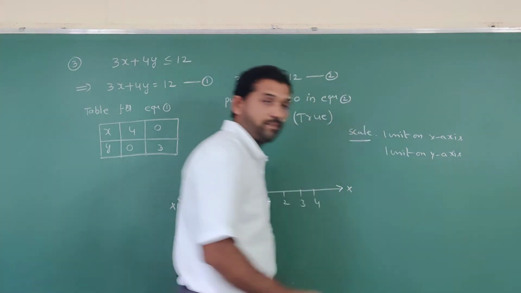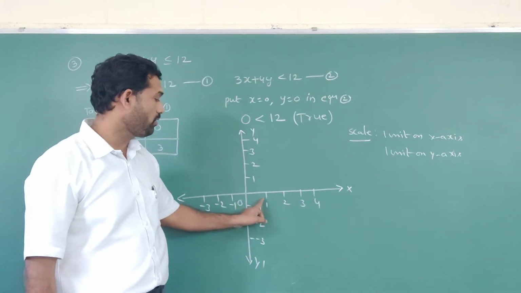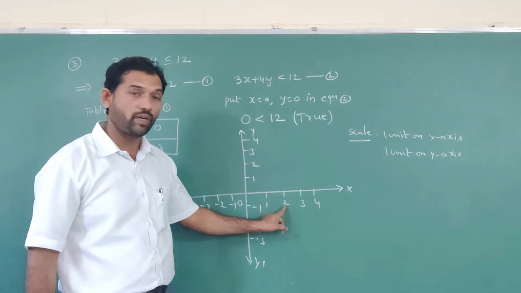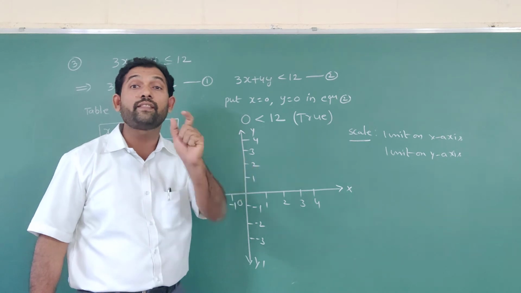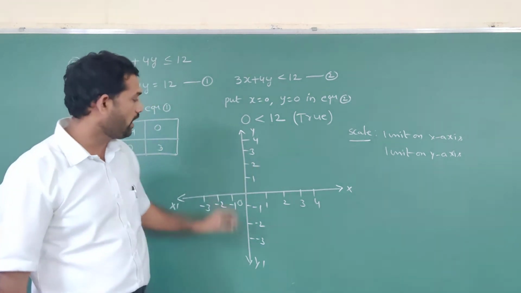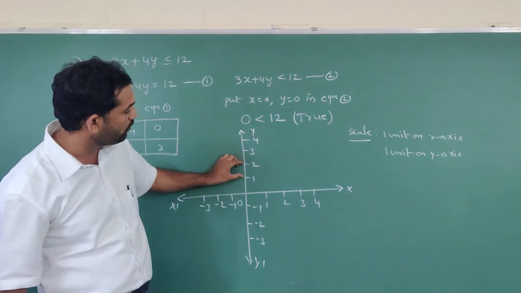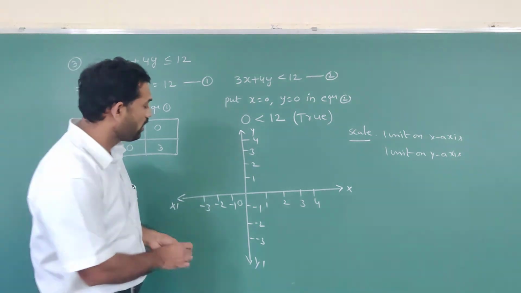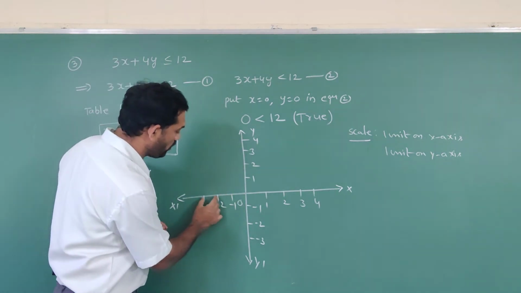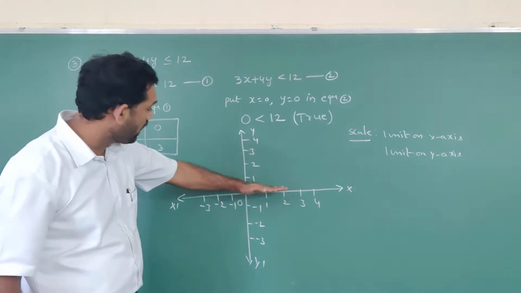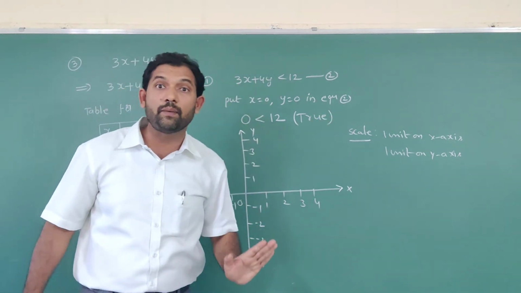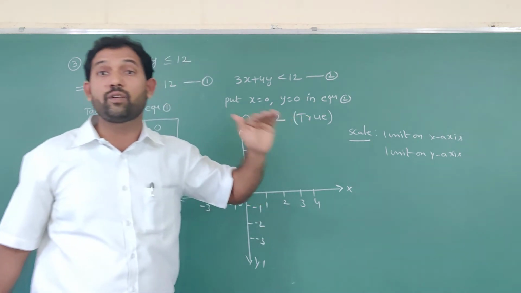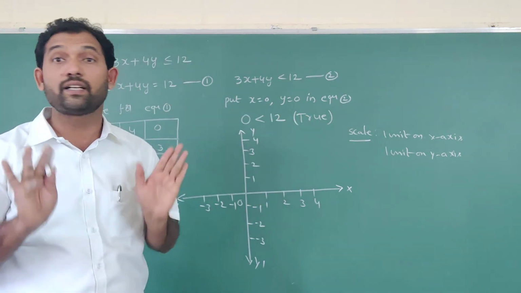The difference you see: 1 unit here to here, 1 unit here to here. In between, the length is 1 unit. Okay? Same here also, 1 unit each. That's why I took the same scale on x axis and y axis. Same you should consider. You should not consider x axis 1 unit and y axis 2 units.